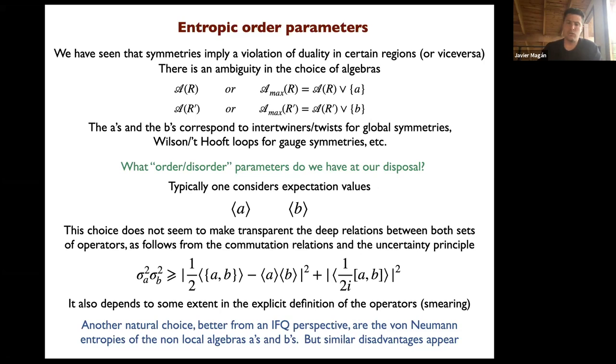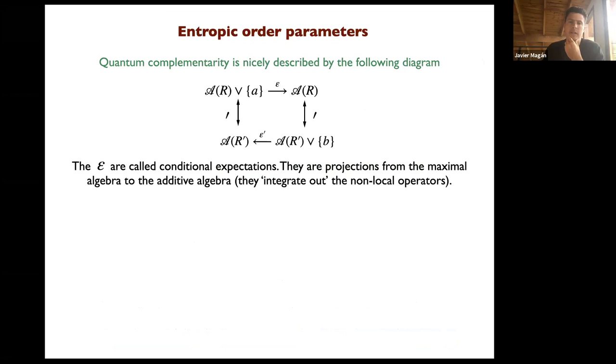So to motivate our proposal, let me say that the relation between duality violation and quantum complementarity can be nicely described by this diagram here. In the corners of this diagram, we have the different algebras that come into play. For example, in the upper left part, we have the maximal algebra in R, which is the local algebra plus the non-locally generated A's. Going to the left, we project this algebra to the local part. This projection is accomplished by a conditional expectation, which for the time being you can just think about as a generalization of projections in Hilbert spaces to von Neumann algebras.